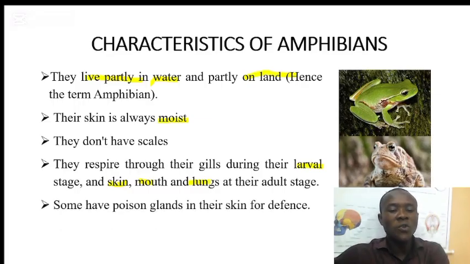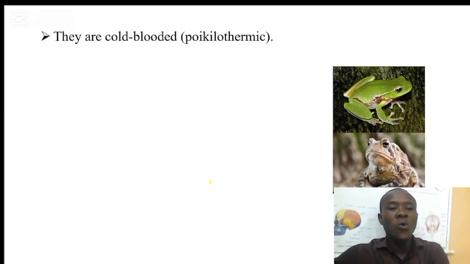The fifth one, some have poison glands in their skin for defense. Not all, but some of them have poison glands which they can use in defense to scare away predators. Next, they are cold-blooded animals. The cold-blooded animals are called poikilothermic animals. That means these organisms' body temperature changes as the environmental temperature changes. They don't have a constant body temperature.